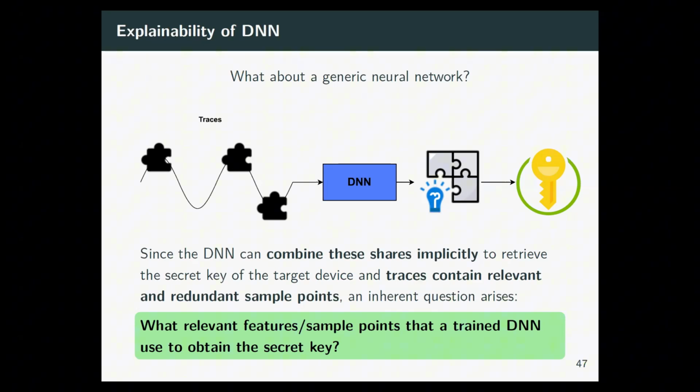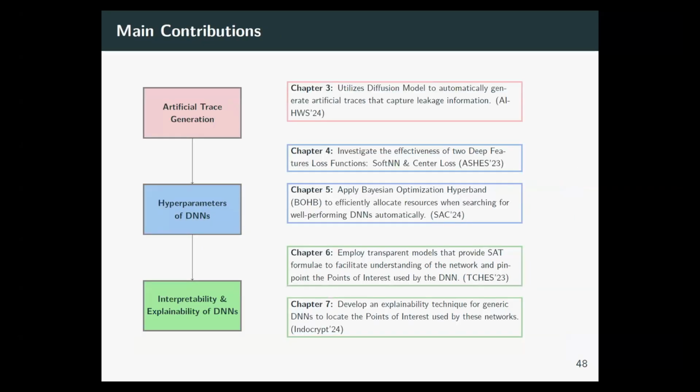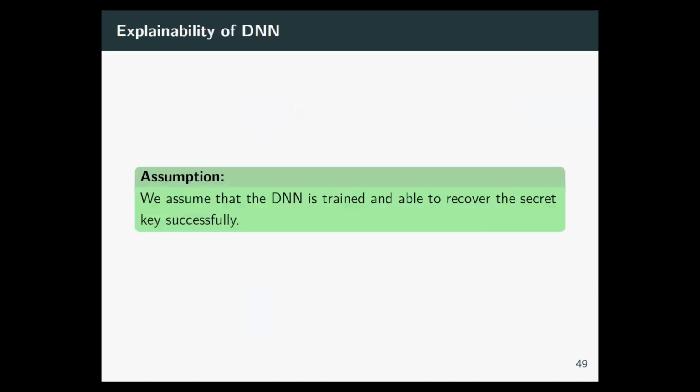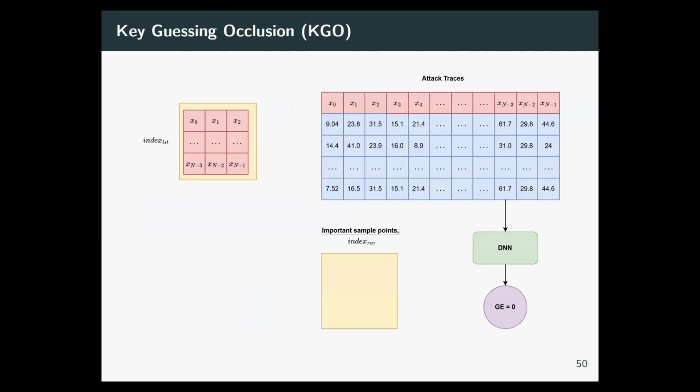So in our last work, we developed an explainability technique for generic DNN to locate the relevant sample points of interest used by this network. We want to highlight that we assume here that the deep neural network is already trained and is already able to recover the secret key successfully. So our job was to try to explain this deep neural network. So we come up with this algorithm called key guessing occlusion, KGO. So what does KGO actually do?